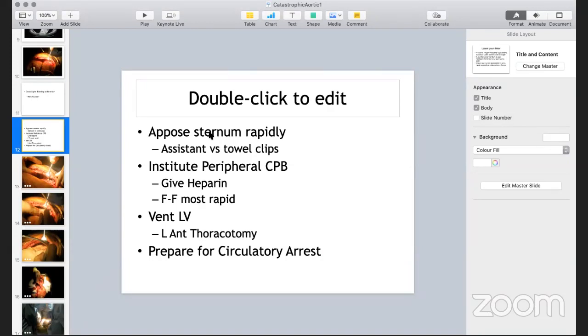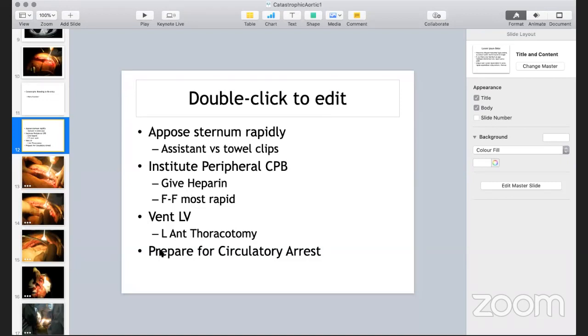It's not a question of putting a swab in the sternum, because that won't stop it at all. It's a question of closing the closed space that is already there. So that's really opposing the sternum very rapidly. You can have an assistant do it, or even better, as I'll show you in future clips, use towel clips. In this case, we're going to need some sort of peripheral bypass for support. So we've got to give heparin, and femoral is the most rapid.